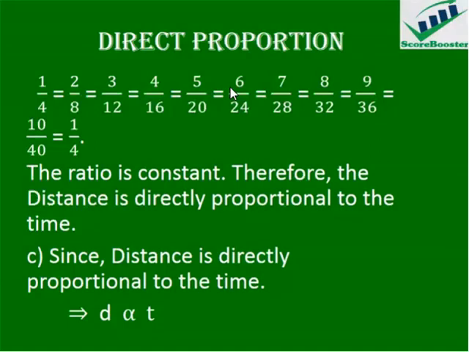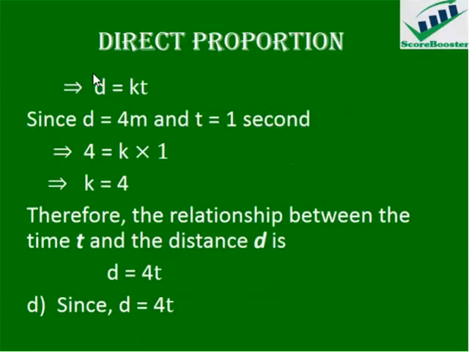So that is the answer to the second question. Now, the third question says that we should show the relationship between the distance and time in an equation. Since we've confirmed that the distance is directly proportional to the time, we have d is directly proportional to t, and you know what this will change to? It's going to be d equals kt, where k is the constant of proportionality.